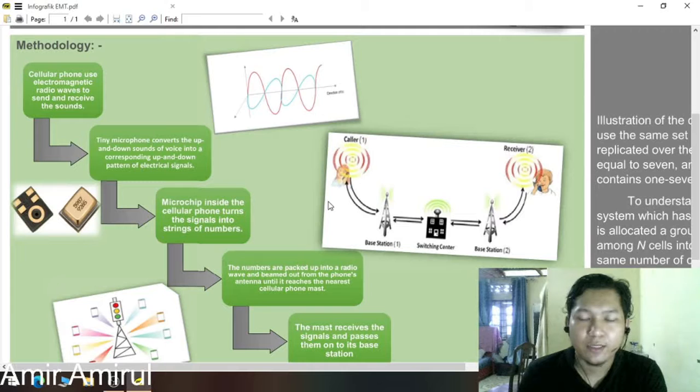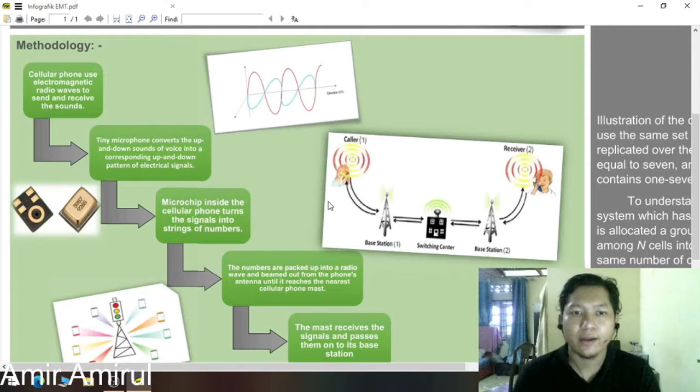How the sound is collected is, first, the tiny microphone converts the up and down sound of the voice into a corresponding up and down pattern of electric signal. So when you're talking, the microphone will capture your sound and convert it to a signal. Then the microchip inside the cellular phone turns the signal into a string of numbers, so that it can be transferred in terms of electromagnetic radio waves. Then the numbers are packed into a radio wave and beamed out from the phone antenna until it reaches the nearest cellular phone mast.